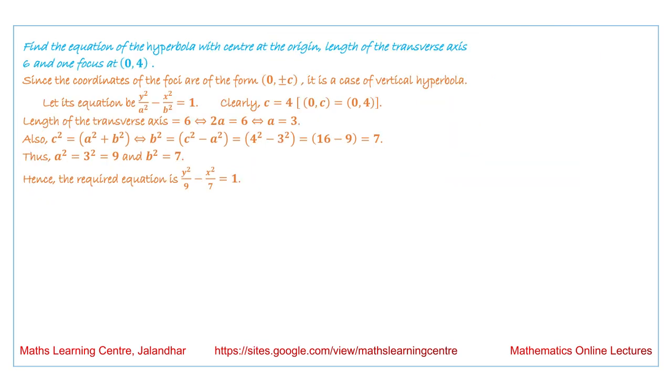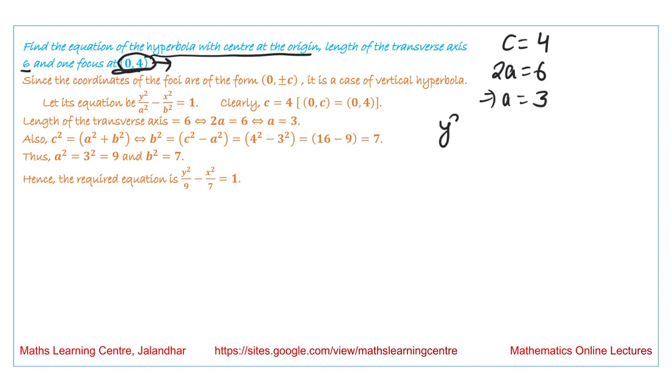Next is find the equation of the hyperbola with center at the origin and length of the transverse axis at 6, and the focus at (0, 4). So this tells us that we are talking about a vertical hyperbola. The value of c is given to be 4. Length of transverse axis is 6, and this implies that the value of a is 3, and the equation of the hyperbola is y square over a square minus x square over b square is equal to 1. This is a vertical hyperbola.